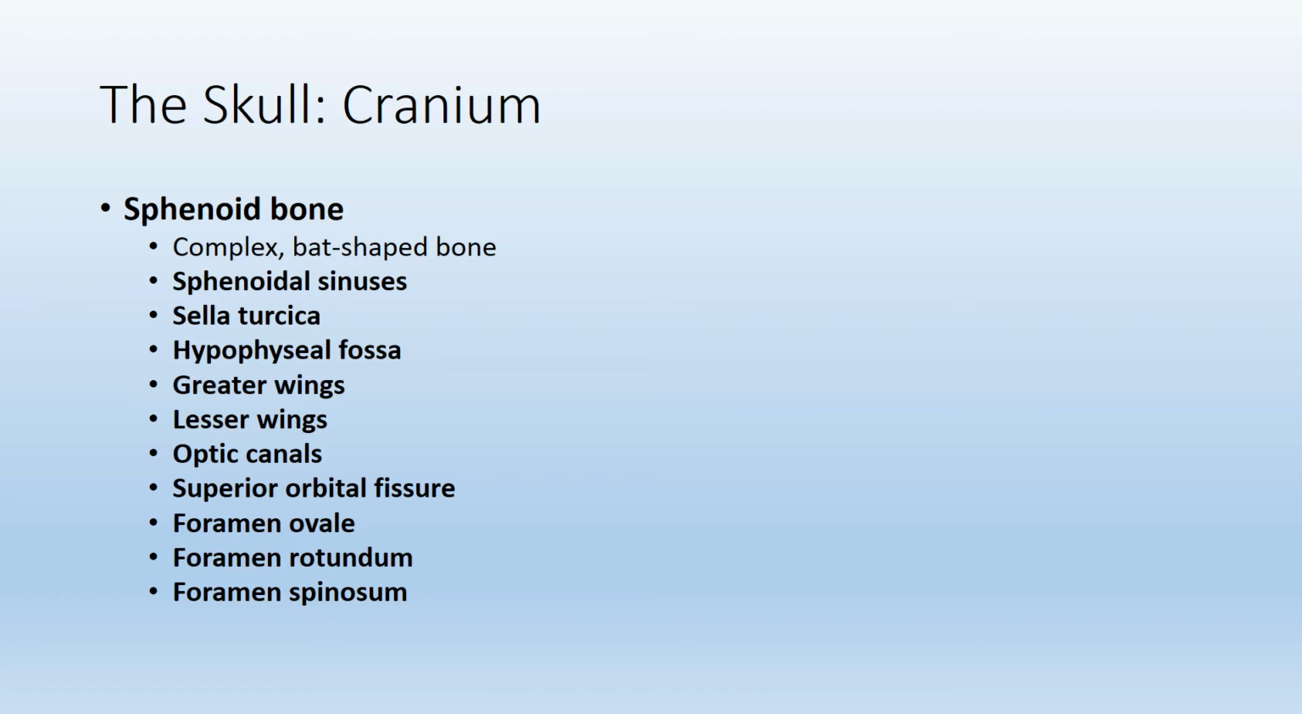We have two more bones to talk about with the cranium. The sphenoid bone we'll start with, and then we'll finish up with the ethmoid bone. The sphenoid bone you could think of as the keystone of the skull. It articulates to many of the skull bones, and if you were to take it apart, the sphenoid bone would appear to look like a bat.